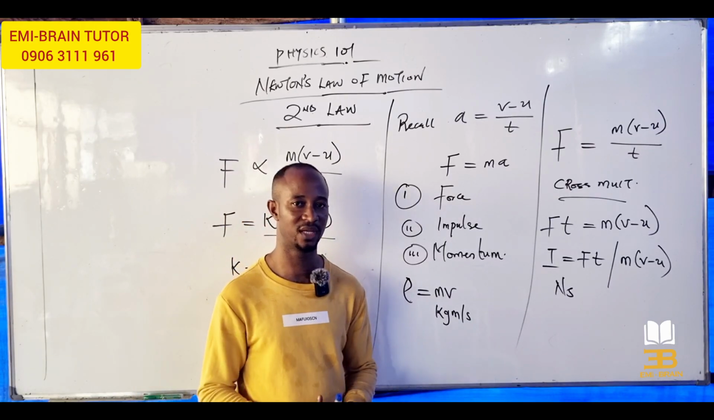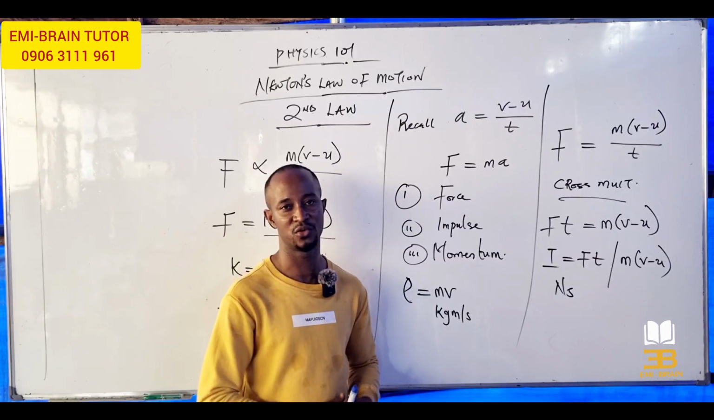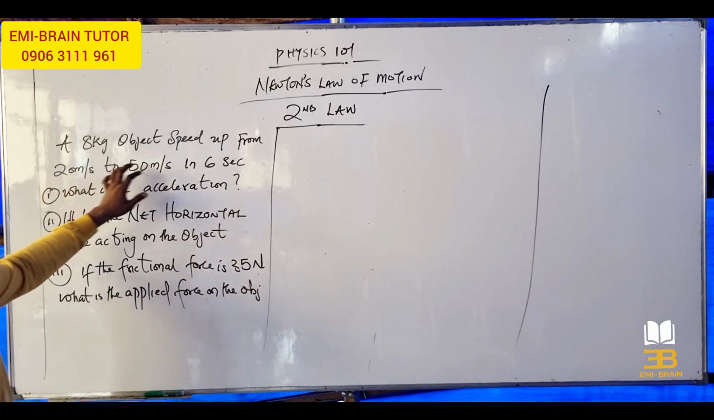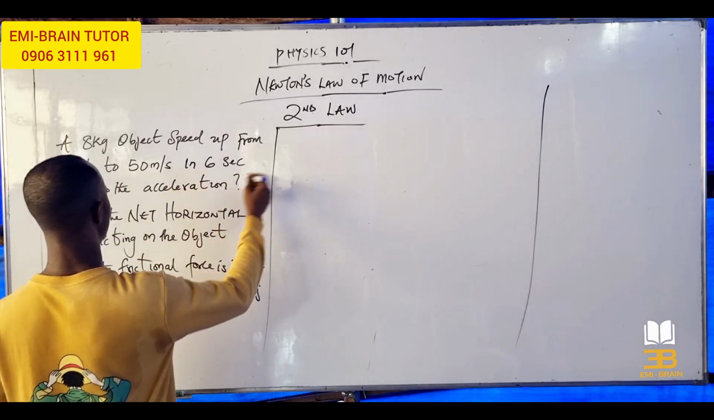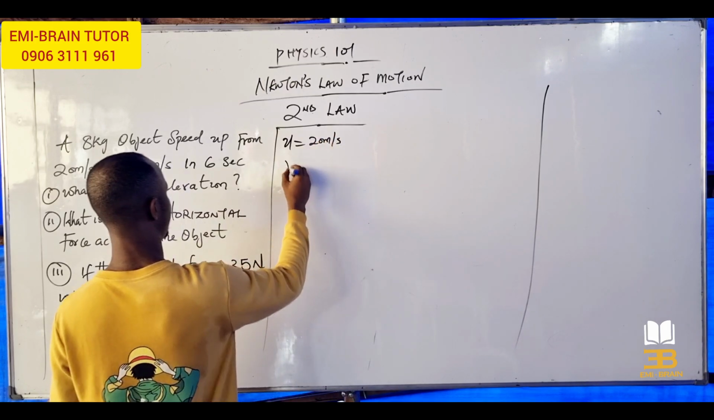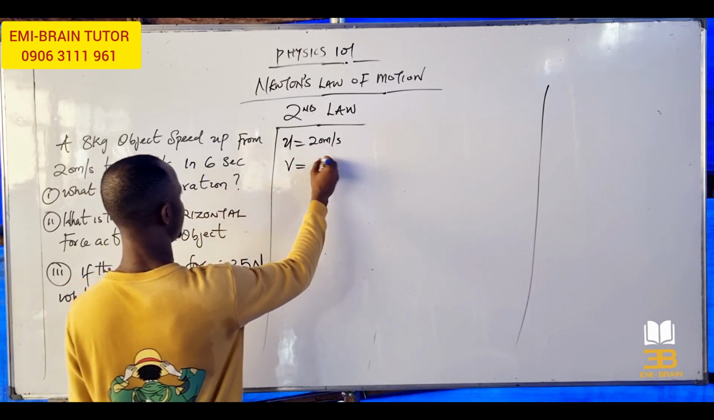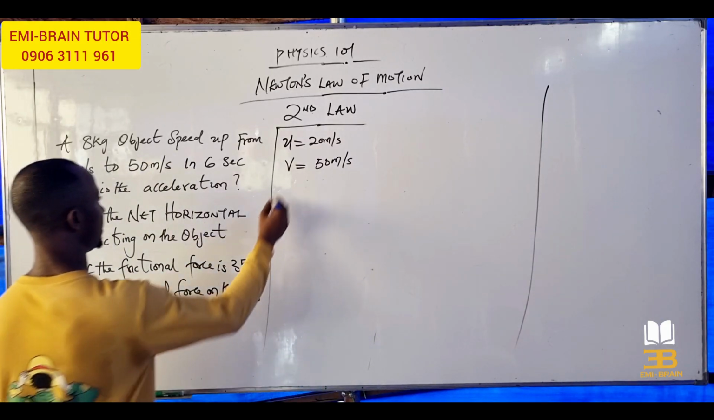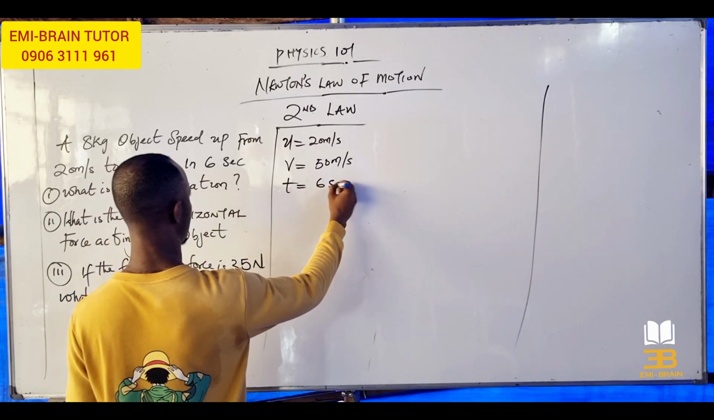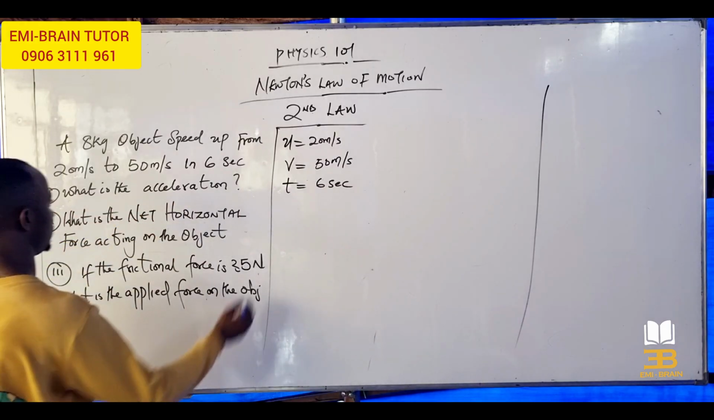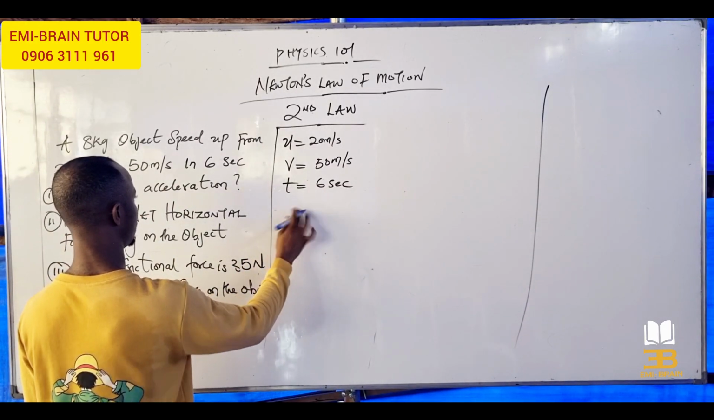Now let's solve some problems regarding this law of motion. We have a question that says an 8 kilogram object speeds up from 20 meter per second to 50 meter per second in 6 seconds. Our initial speed is 20 meter per second, our final speed is 50 meter per second, and the time is 6 seconds. We also find the acceleration of the body. The first question asks for the acceleration of the body.